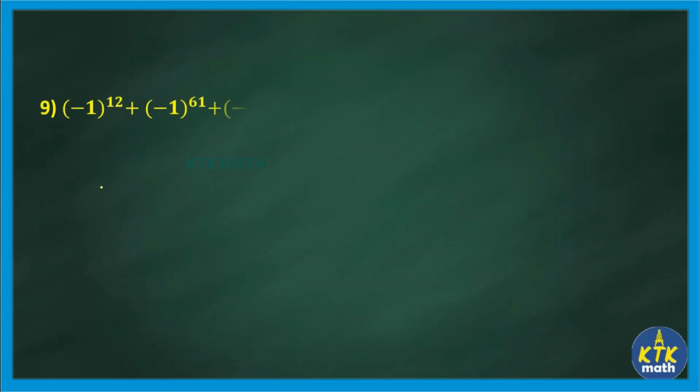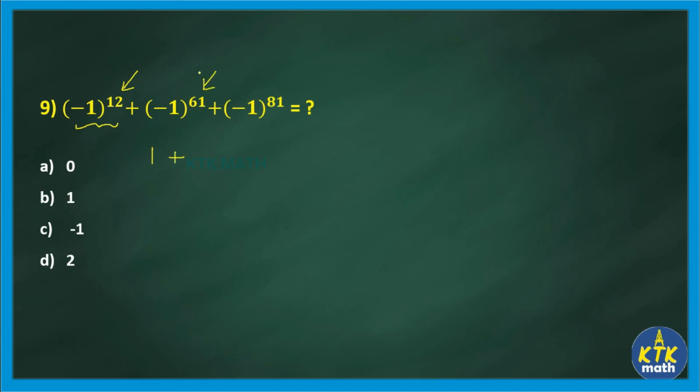Next question, question number 9. In the 7th question I was explaining about minus 1 power positives and negatives, right? You apply this concept here. Minus 1 power even number is going to be 1. Here also minus 1 power odd number, so minus 1. Minus 1 power odd number, so it is going to be minus 1. So 1 minus 1 is 0, and your remaining answer is minus 1.